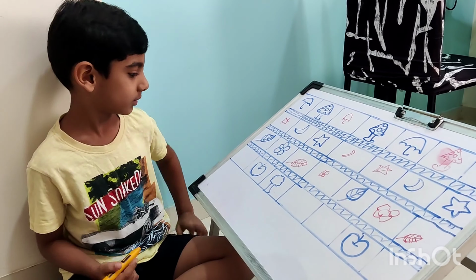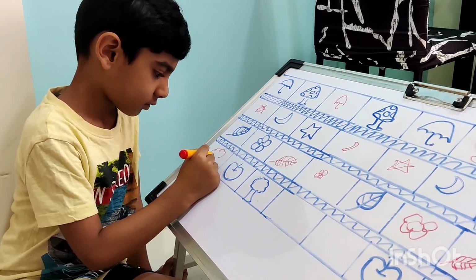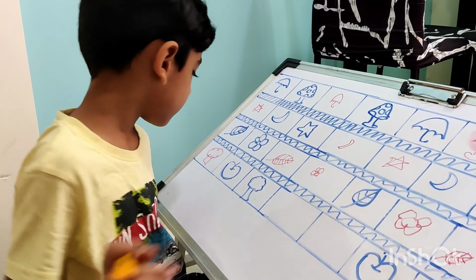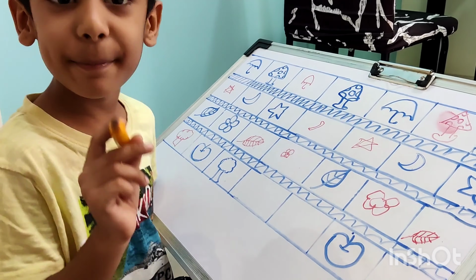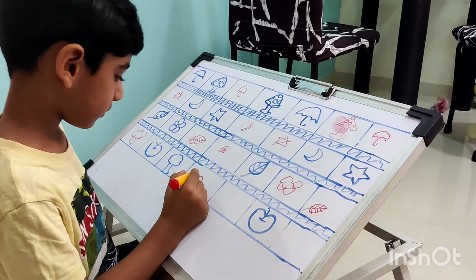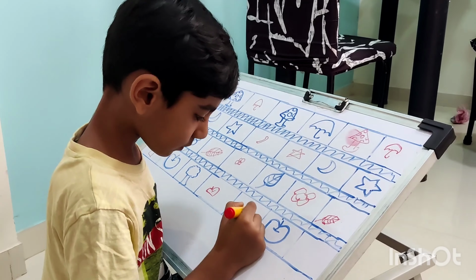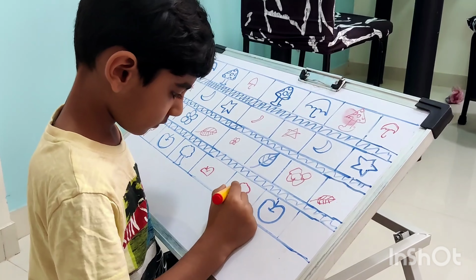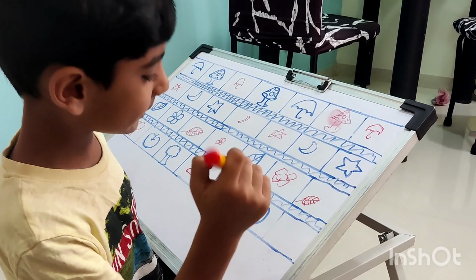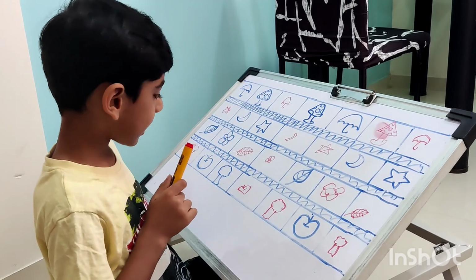Let's complete last row. Apple tree, tree. Tree, apple tree, apple. Tree, apple tree, apple. Again tree. Pattern is tree, apple tree, apple tree, apple, and again tree.